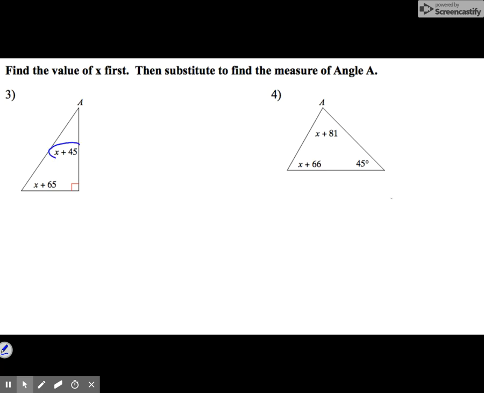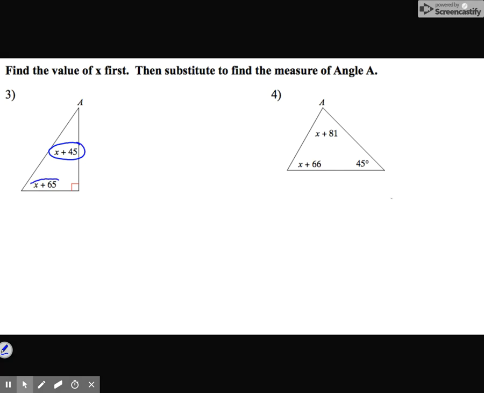So here I have an angle that's x plus 45 and an angle that's x plus 65. Here I have an angle that doesn't have a number, but it has a symbol. That symbol tells us it's 90 degrees. So if I write my equation, I have one angle, x plus 45. That comes right from here. My other angle I'm going to add to it is x plus 65. That comes from my other interior angle, plus 90. And that all equals 180 because they're interior angles.